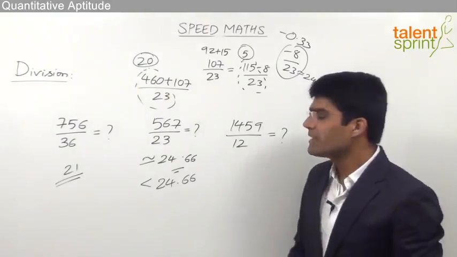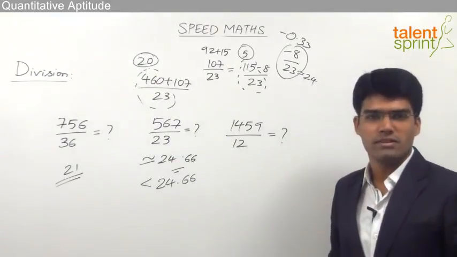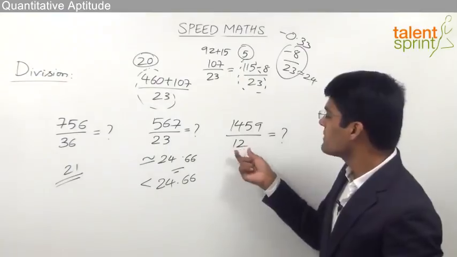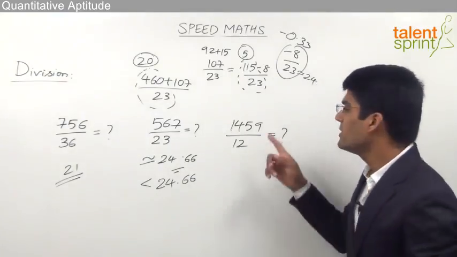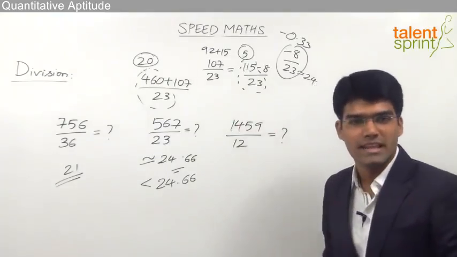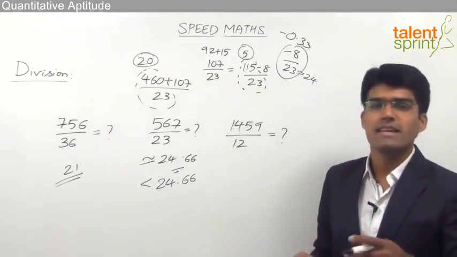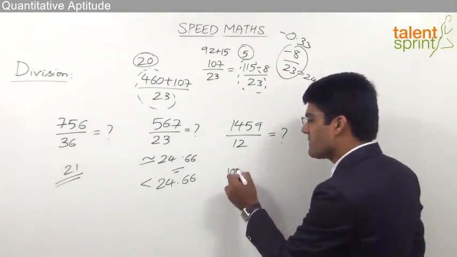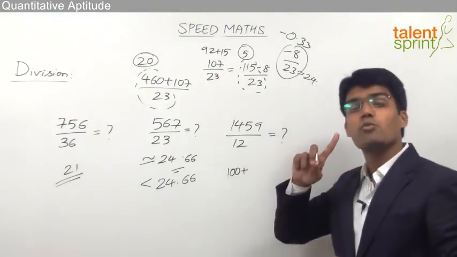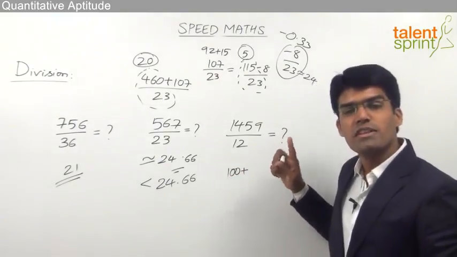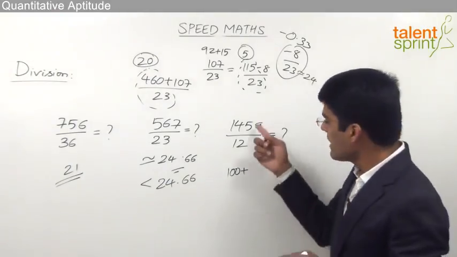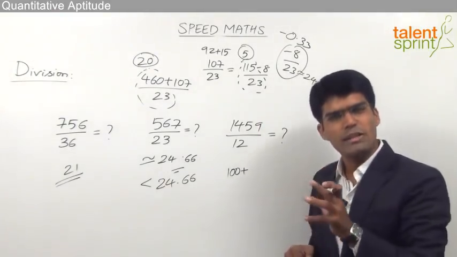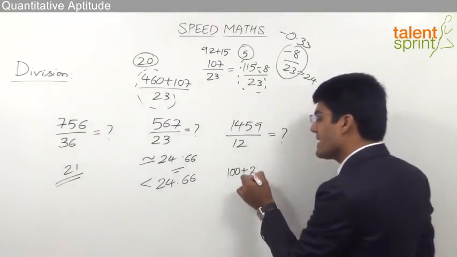The last one here is 1459 by 12. Now here we have a number in thousands which has to be divided by 12. The obvious first split here will be 1200 plus 259. Why? Because 1200 by 12 is 100. So we get 100 as the first part. Now the left out part is 259. Now 259 can be taken as 240 plus 19. Why 240 plus 19? I have to divide by 12. So 240 by 12 is 20. So that is the second part.